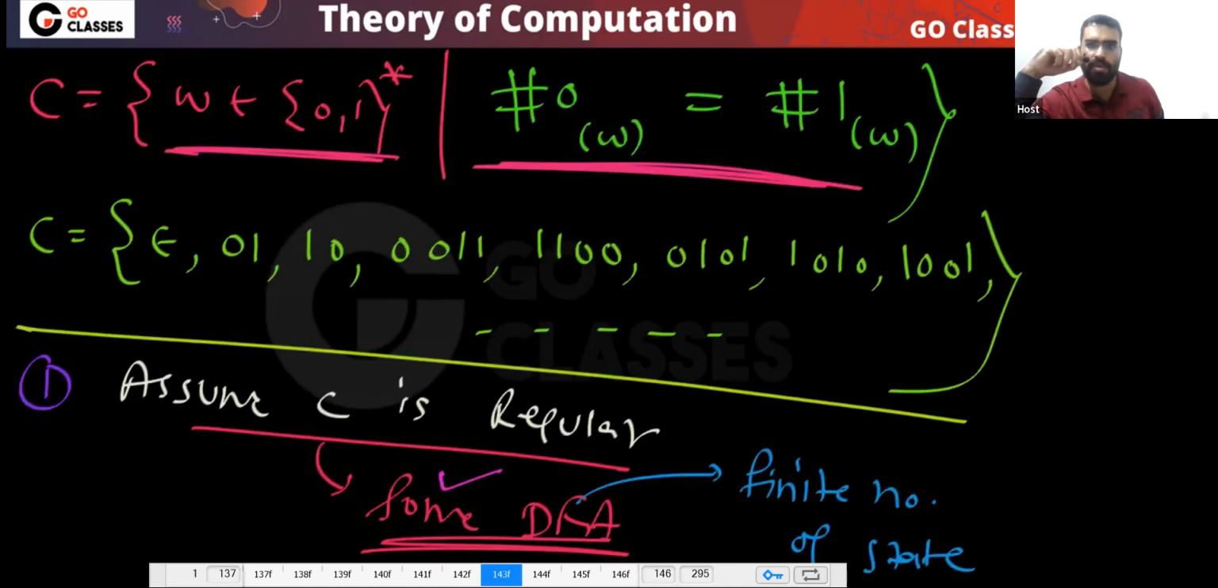Now, I am giving you some set. Consider this set: 1 power n, 0, where n is greater than or equal to 1. Now this set you consider. Is this an infinite set? Some random set I am taking. Yes, this is an infinite set.